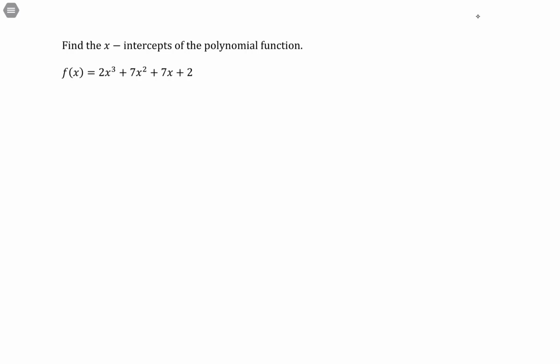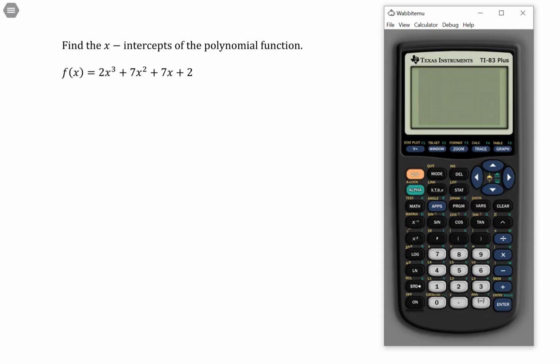In order to factor, the process that we set forth in the class is to graph the polynomial and look for any initial zeros that we can. So we'll take 2x cubed plus 7x squared plus 7x plus 2 and graph it in the standard viewing window. So I'm going to hit zoom and 6 to get the standard viewing window.